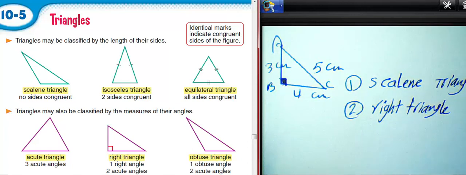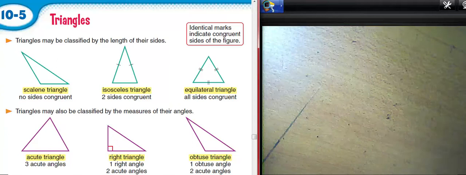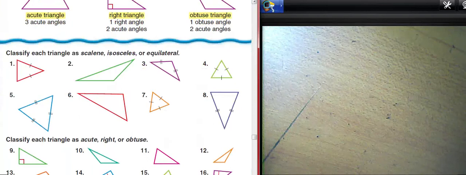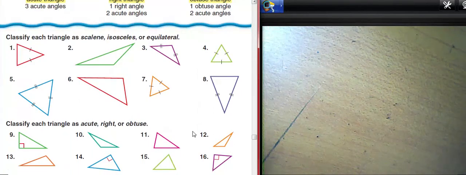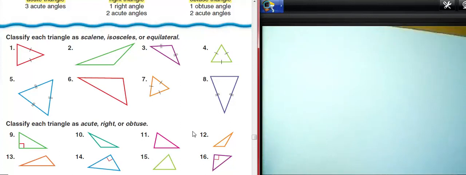Look at the questions with me. Question number 1. Classify each triangle as scalene, isosceles, or equilateral. Look at question number 1. Number 1, we have an isosceles triangle. It was an isosceles triangle because we have two sides equal in length.